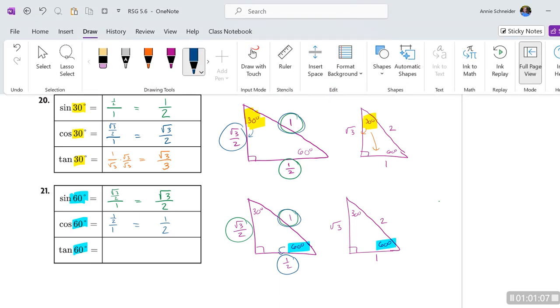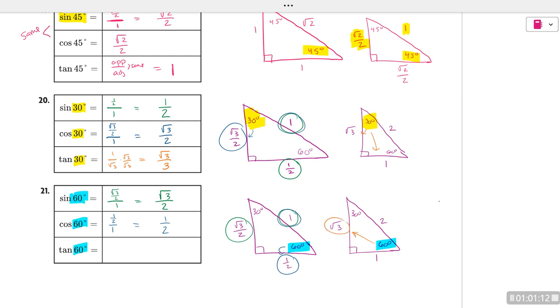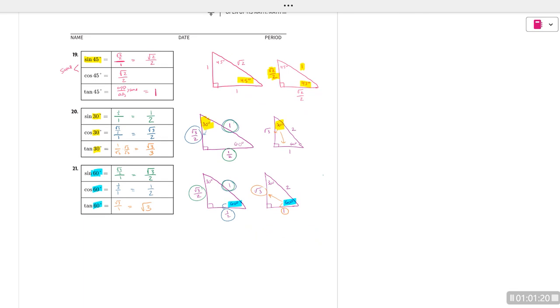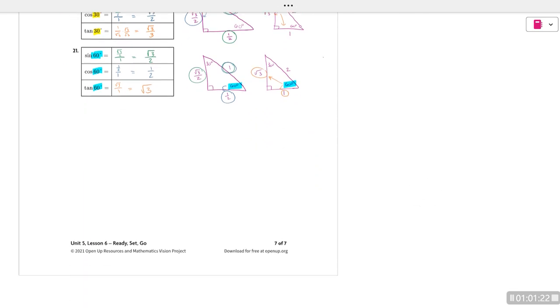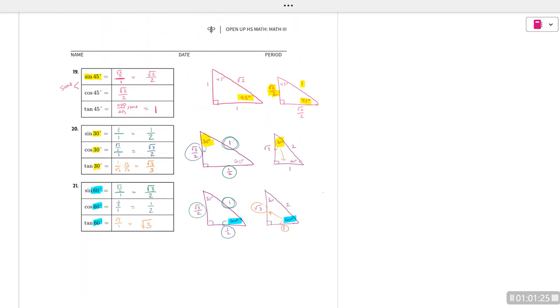And tan of 60, I'll use this other triangle here. So opposite is square root 3, adjacent is 1. So square root 3 divided by 1 is just square root 3. So there we have the 30 and the 60-degree angles, and that's it for this problem set.